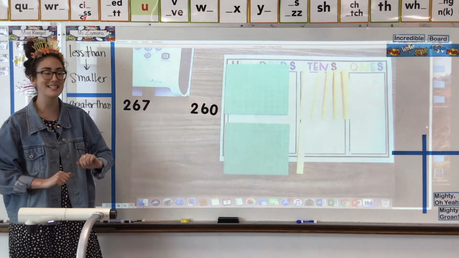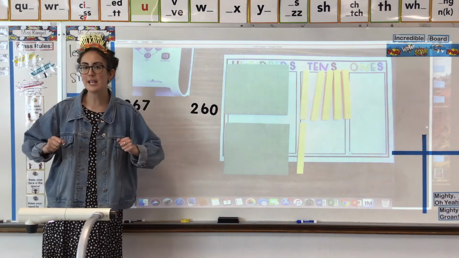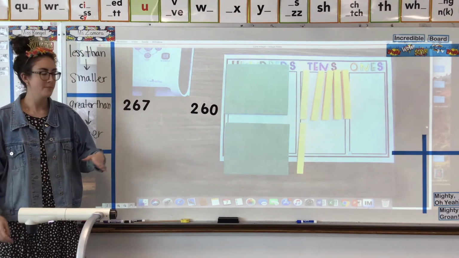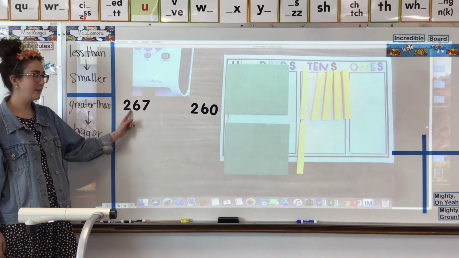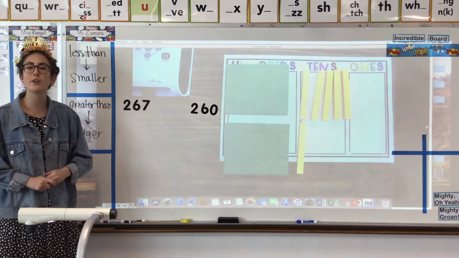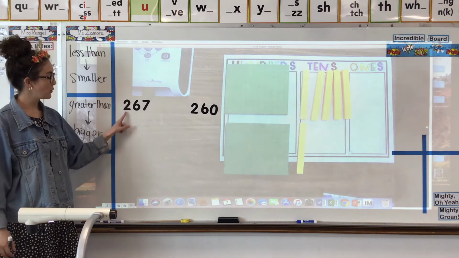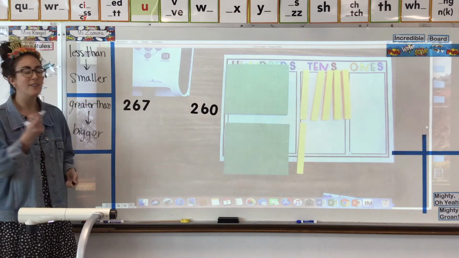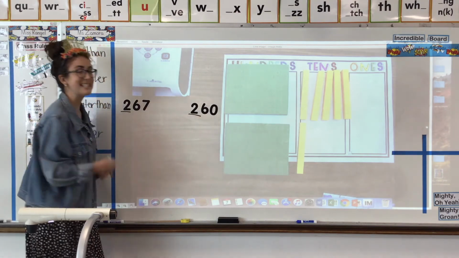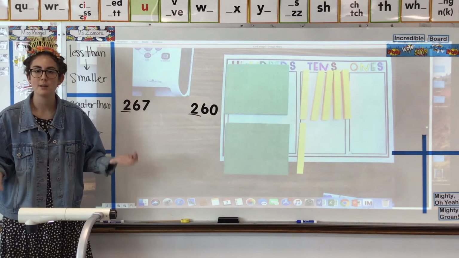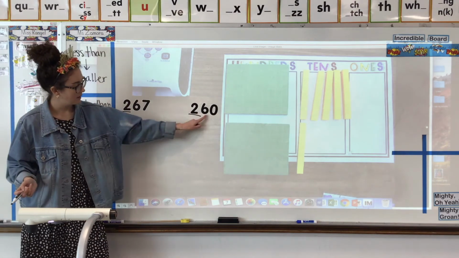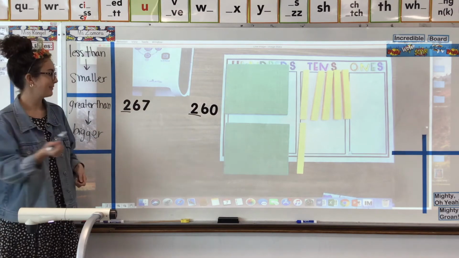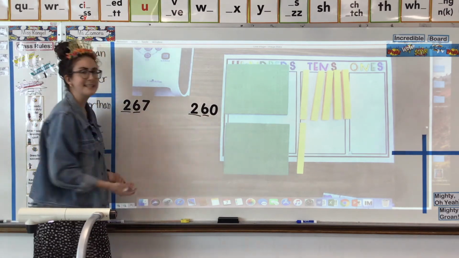260. So second grade, what is the relationship between these two numbers? 267 compared to 260. So are the hundreds similar or different? They're the same. Each number has the same amount of hundreds. What about tens? How would we compare the tens? There's the same amount of tens as well.